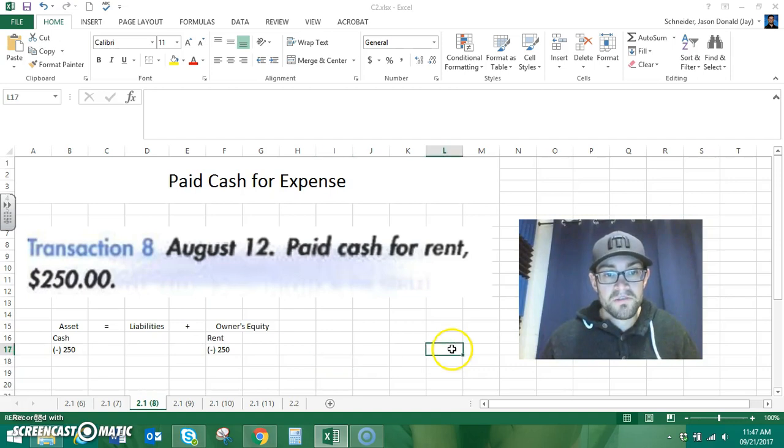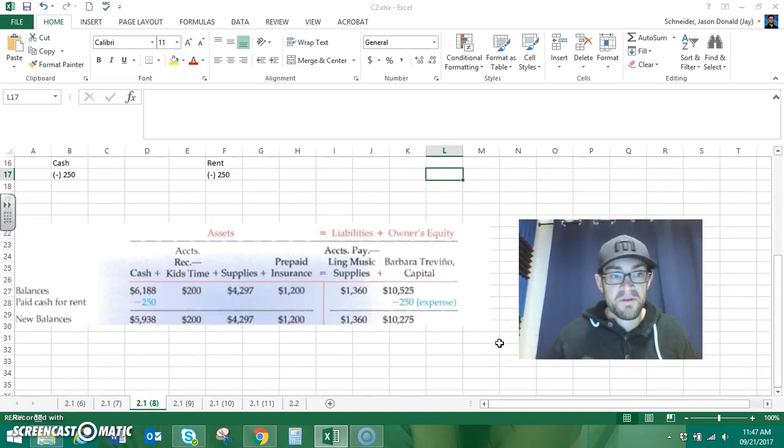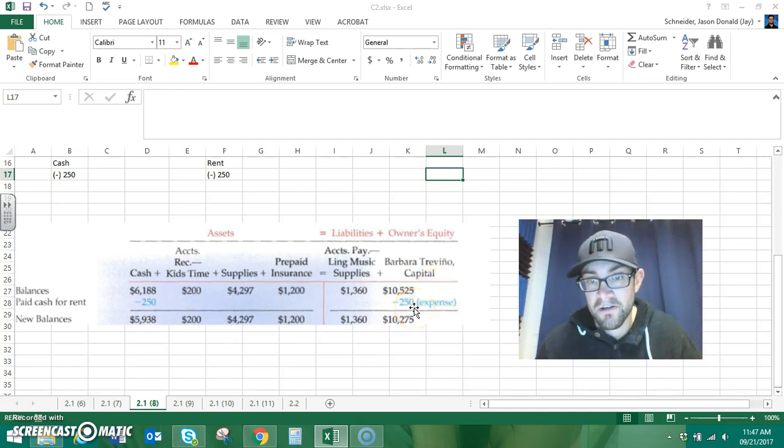Now, we'll get into why that is in chapter 3, but for now, this is all you need to know. So when we look down at the example from your textbook, again, you can see our transaction. We have our assets, our liabilities, our owner's equity. We have our cash now that we've decreased $250. And we have our capital, our owner's equity. We are now decreasing another $250.